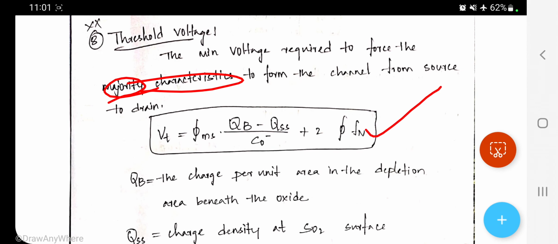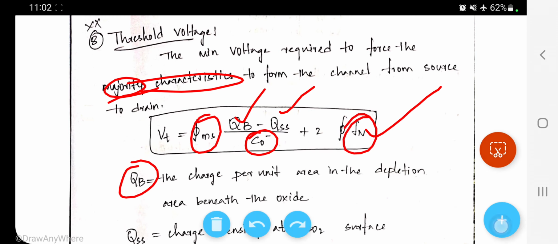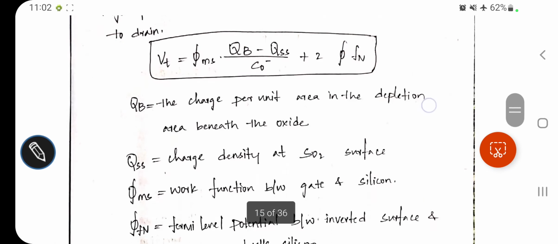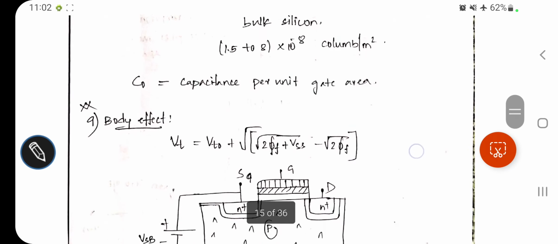And this equation you write and you define one by one. What is QB? Bulk charges, trapped charges. C naught is the capacitance, phi m is the work function, phi n is also the work function. If you define one by one, that is enough for threshold voltage.